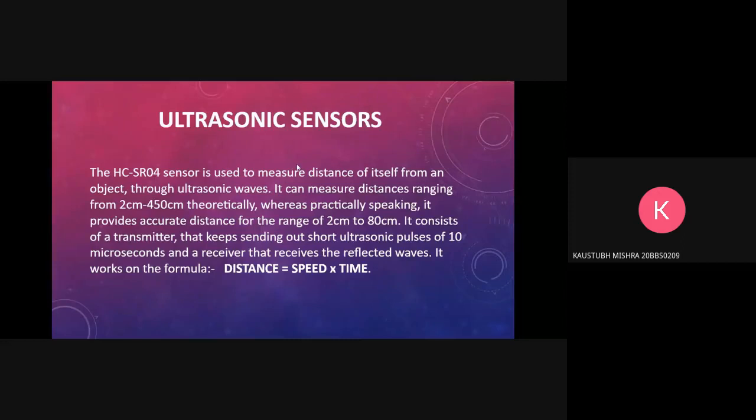So obviously any ultrasonic sensor is used to measure distance of itself from an object. So all the different versions have a different range of distances that they can accurately measure. So theoretically speaking, this version can measure distances ranging from 2 centimeters to 4.5 meters, whereas practically the accurate readings of this sensor range from 2 centimeters to 80 centimeters.